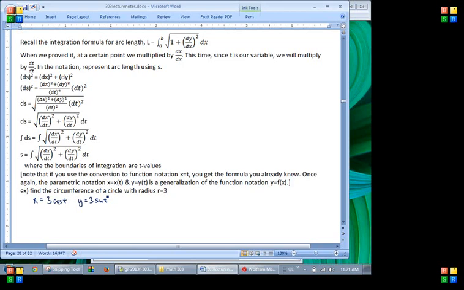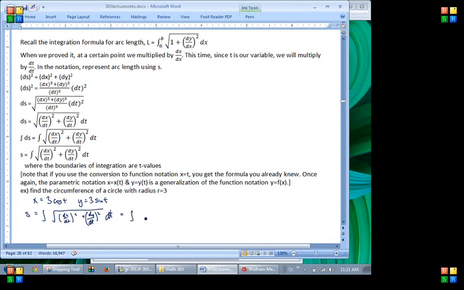Great. Next, let's actually find the value for this thing. Okay, let's do it. I'm going to write S, but you could equivalently write L for length or circumference. So this should be the integral of the square root of dx/dt squared plus dy/dt squared, dt. And now we've got to set this up.